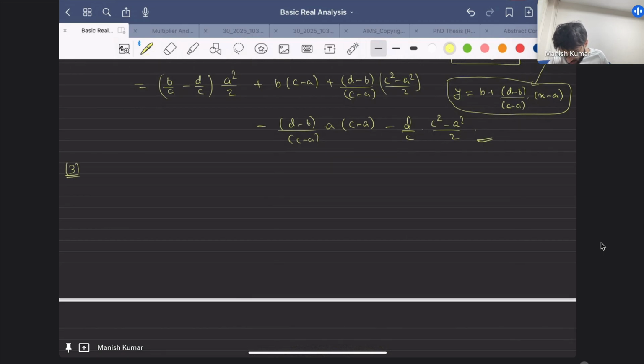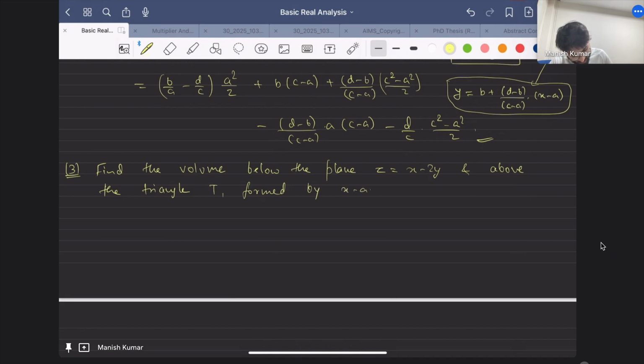Up next we have this. You have been given this function, so find the volume below the plane z equals x minus 2y and above the triangle T formed by the x axis, y axis and x plus y equals 1.